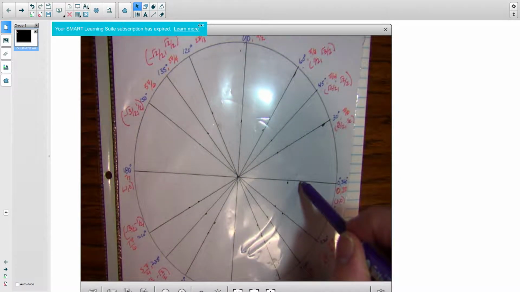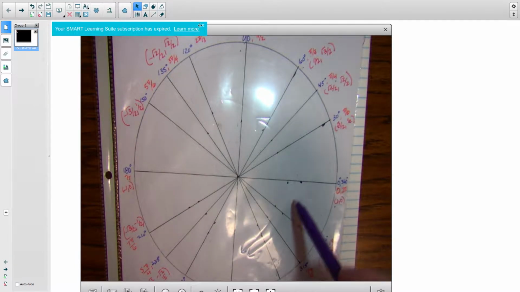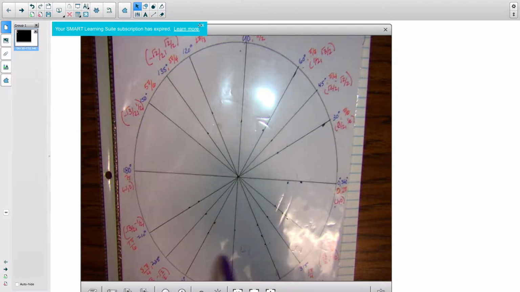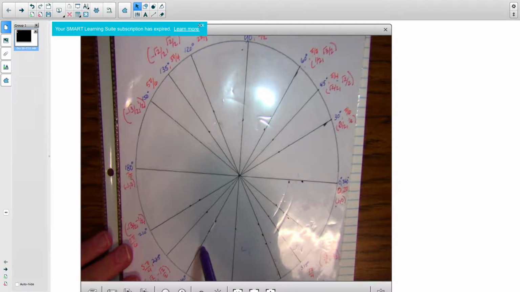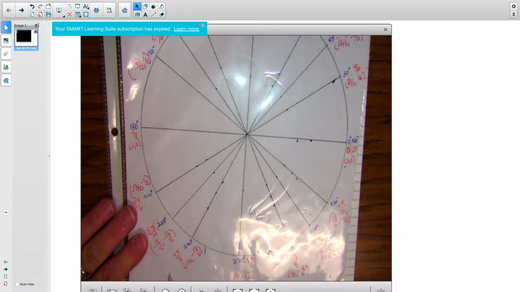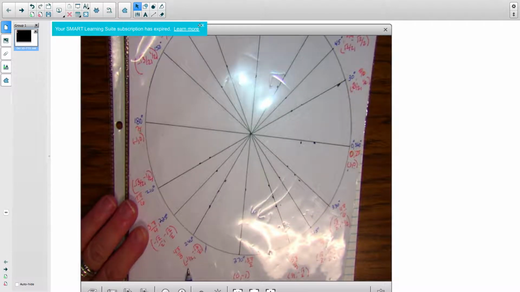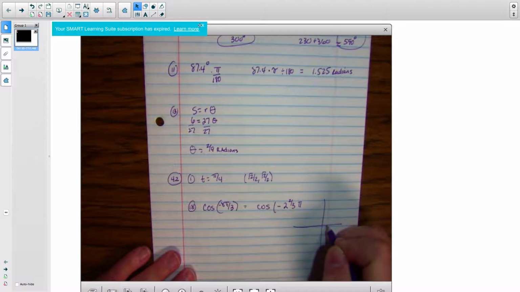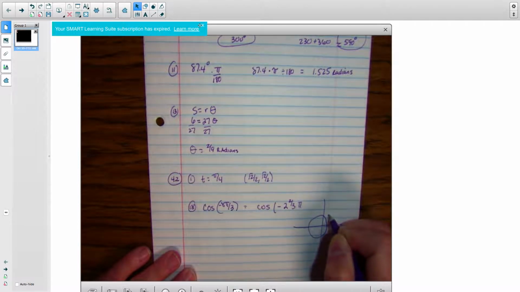And then where's 2/3 pi? Well, here's 1/6. Here's 1/3. Here's 2/3. So it's right here. And we're looking for what? I'm doing cosine. So which one is the cosine value of that ordered pair? -1/2. -1/2. So we rotate this way. There's negative 2 pi. And then 2/3.